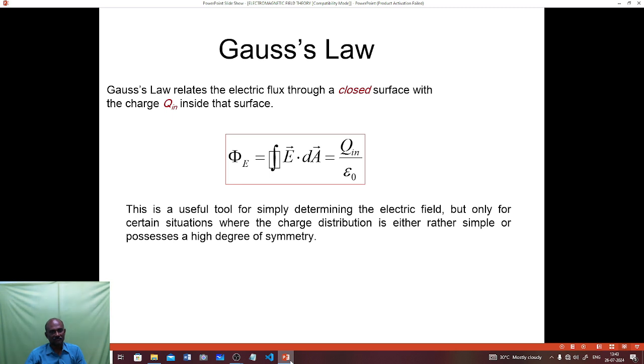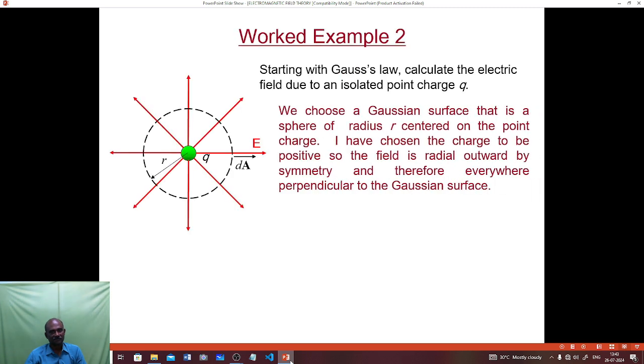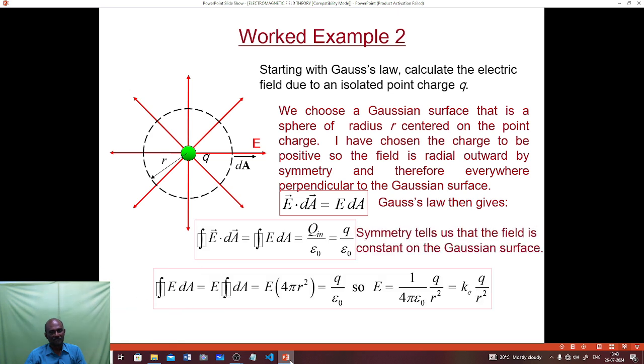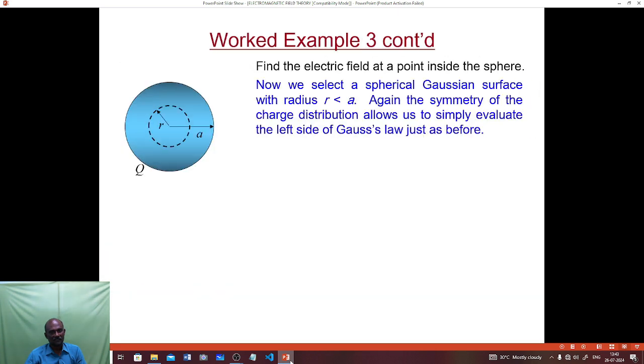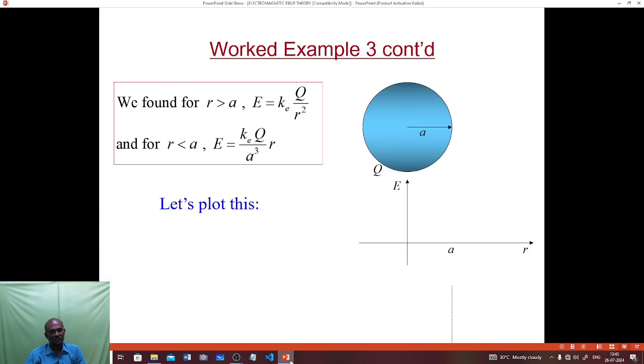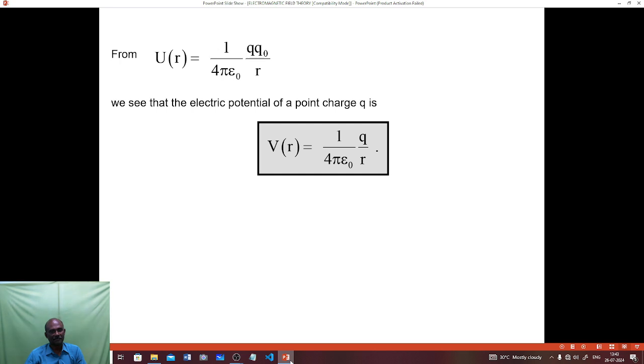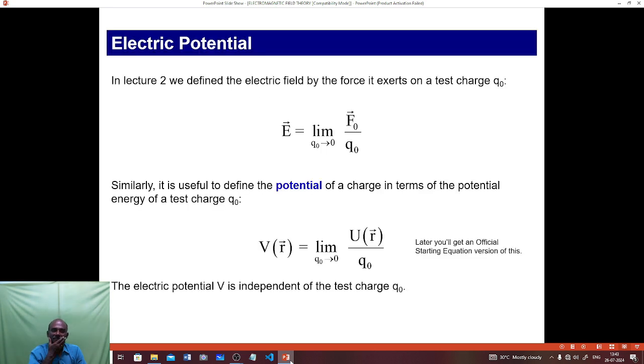So Gauss law: the integral of E dot dA is equal to the enclosed charge q divided by the permittivity ε₀. So these are all applications of the Gauss law in determining electric field intensities. Next one, electric potential.